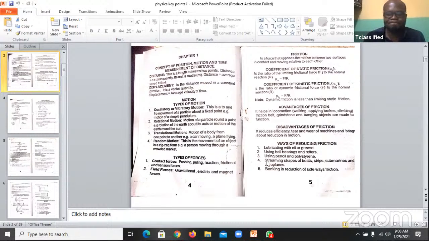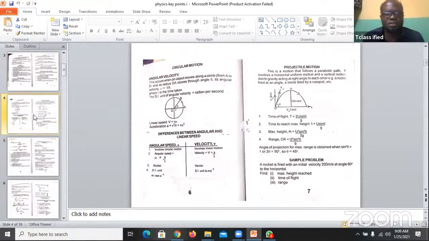Okay, so let's look at, today I want us to cover friction, and I also want us to look at projectile motion. Those are the two things we are going to be looking at, and we're going to be solving problems on them.